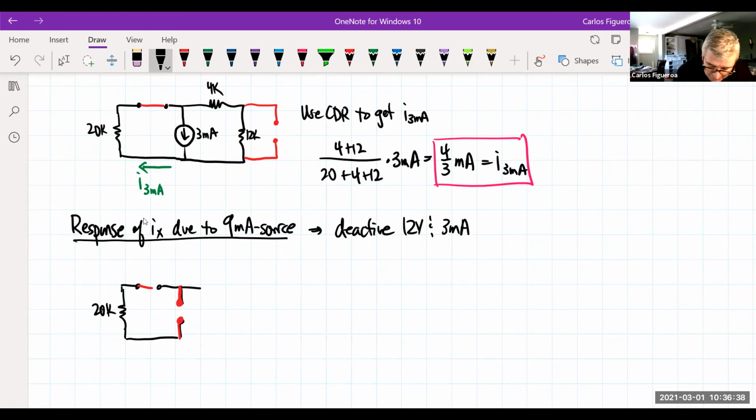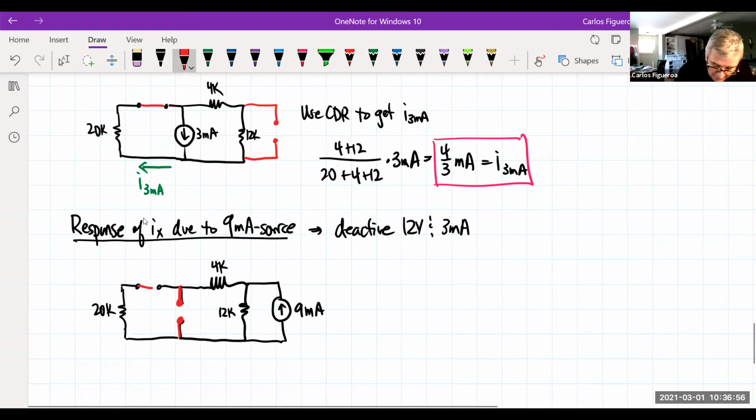And then I have 2 resistors right here. And then I finally activate my source. In this case, I have a 9 milliamp. And so this should be a 12K, 4K. And again, this is a short right there. So clearly, when I'm looking at this current, I have to keep the same direction. This is going to be the contribution of the 9 milliamp. And you could see that that 9 milliamp is going to give you a negative contribution.